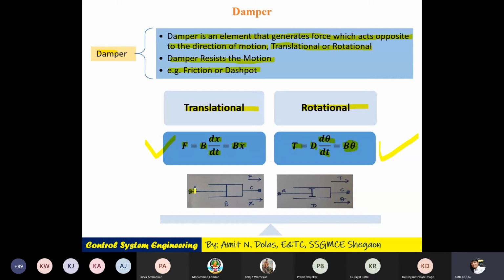Here are the symbols. This is the fixed support, and this is the damper in translational: this is the displacement direction, this is the force direction, and this is the damper. And you can see here in rotational, the damper has a small gap inside because it is angular motion. So theta, torque, and this is the damper. And these two are the relationships which we need to remember.